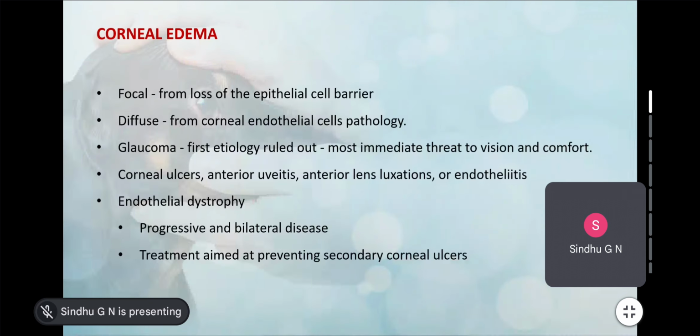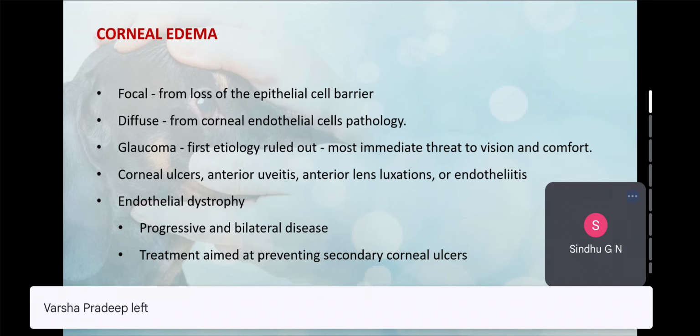So corneal edema can be focal, localized to one area due to the loss of epithelial cell barrier, or like corneal ulcerations, or it can be diffuse from corneal endothelial cell pathology. From the inside of the cornea, if the endothelial cells are damaged, it will affect the water inflow and outflow to the corneal stroma and can cause a diffuse corneal edema.